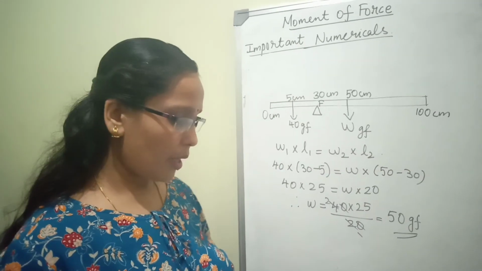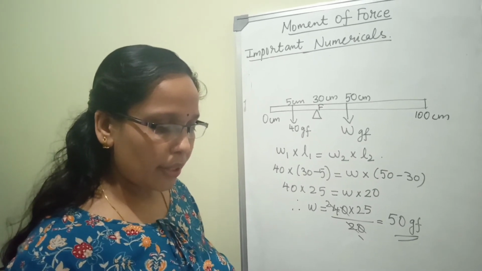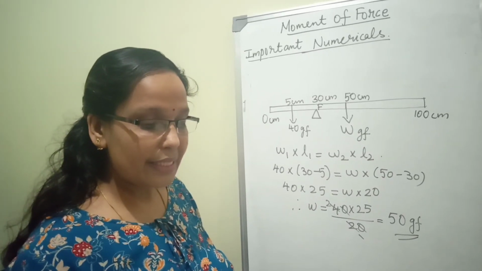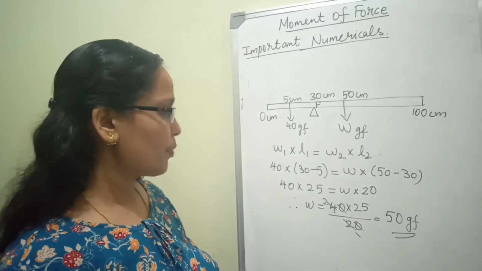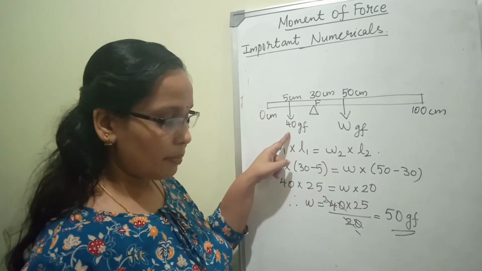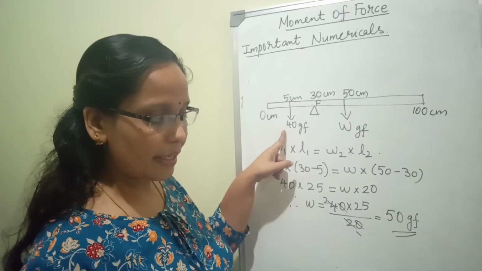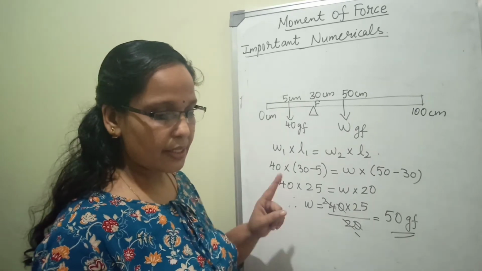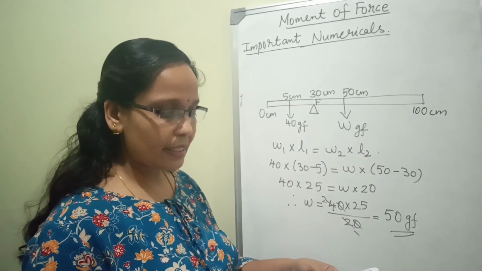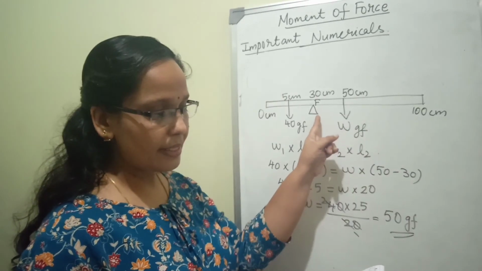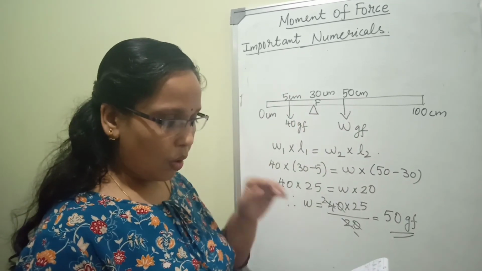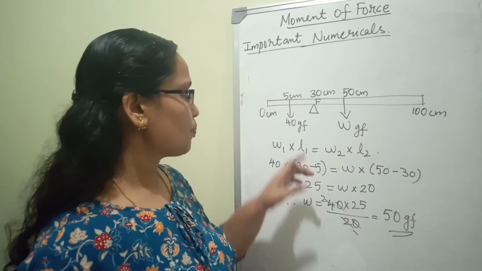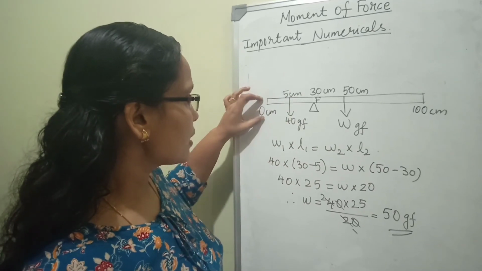Now the second part of this question is, which of the following options is correct to keep the ruler in equilibrium when the 40 GF weight is shifted to the 0 centimeter mark? The 40 GF weight is moved here, to 0. Which statement is true? The statements are: F is shifted towards 0, or F is shifted towards 100 centimeter. Which statement is going to be true? That means 40 GF moved towards 0.